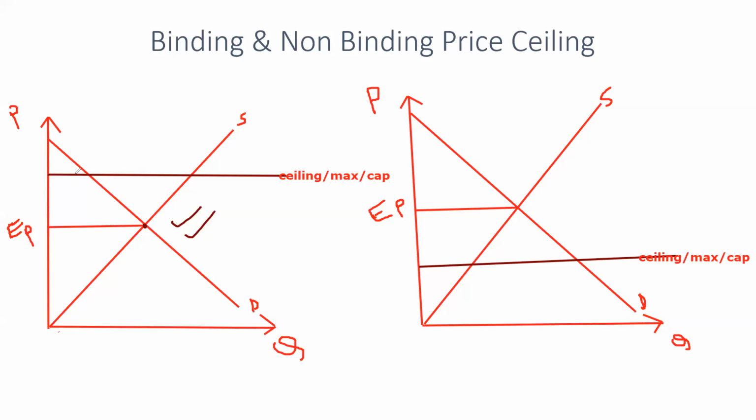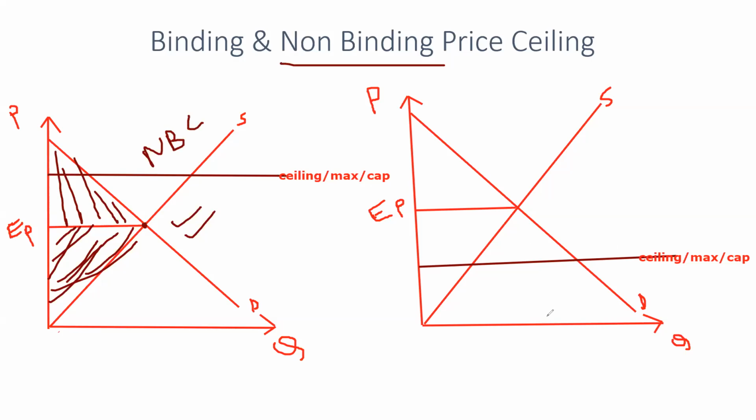So if the government puts a ceiling above the equilibrium price, the market will remain or eventually come back to the equilibrium price, and there'll be no effect on the consumer surplus or the producer surplus. Everyone's going to be happy. The price will be here. This entire region will continue to be consumer surplus. This region will continue to be your producer surplus. This is called a non-binding ceiling.